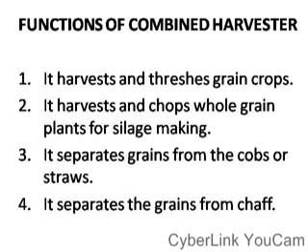Function of combined harvester. 1. It harvests and threshes grain crops. That is, it separates the grains from the straw. 2. It harvests and chops old grain plant for silage making. That is, it cuts it into pieces. That is what we mean by chopping. Number 3. It separates grain from the cobs or straws. 4. It separates the grains from the chaff.